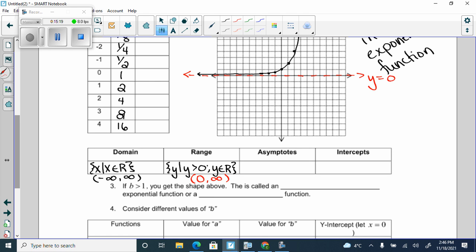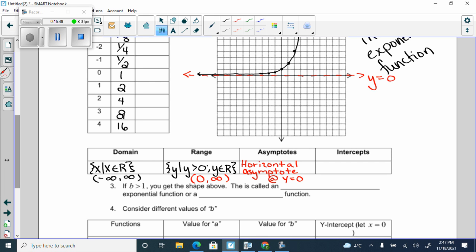What kind of asymptote do I have here? Is it horizontal or vertical? It's this way. What is this? It's horizontal. This is your horizon. This is vertical. Horizontal, vertical. So this is a horizontal asymptote at y equals 0, because it's the x-axis.